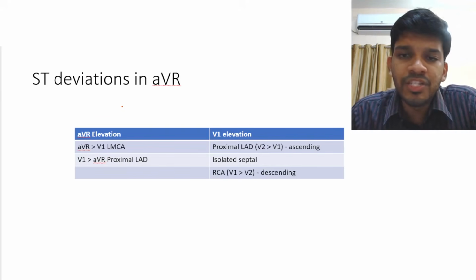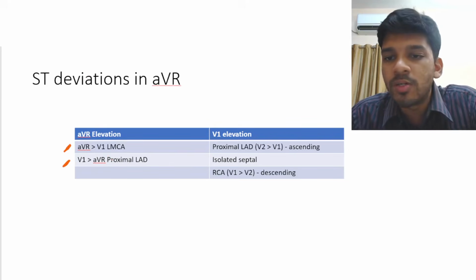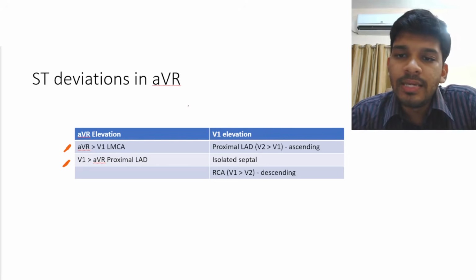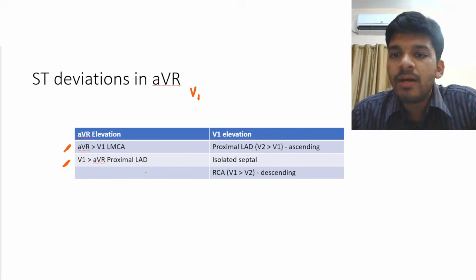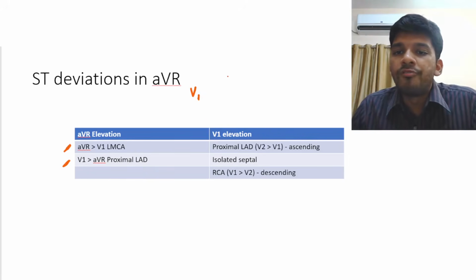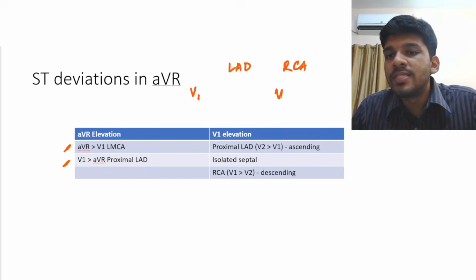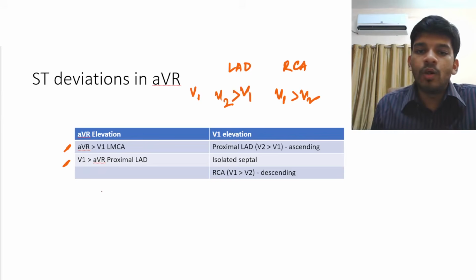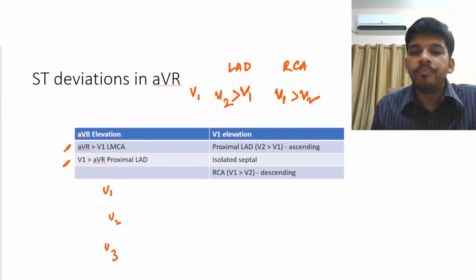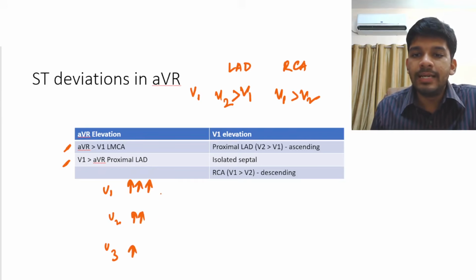So deviations in AVR, as we discussed, if it is AVR more than V1, it is left main coronary. If it is V1 more than AVR, it is proximal LAD. One more thing, if elevations are seen in V1, remember what we discussed about occlusions in LAD versus RCA. So RCA faces rightwards, so ST elevations in V1 are more than V2. Whereas if it is leftwards, ST elevations in V2 are more than V1. So if you look at the precordial leads going from V1, V2, V3, if you get an ST elevation which is more in V1 and it becomes lesser as you go down, that is a descending pattern.